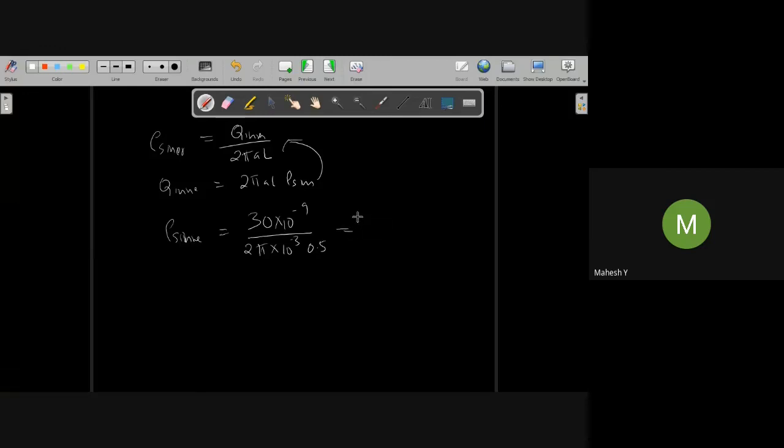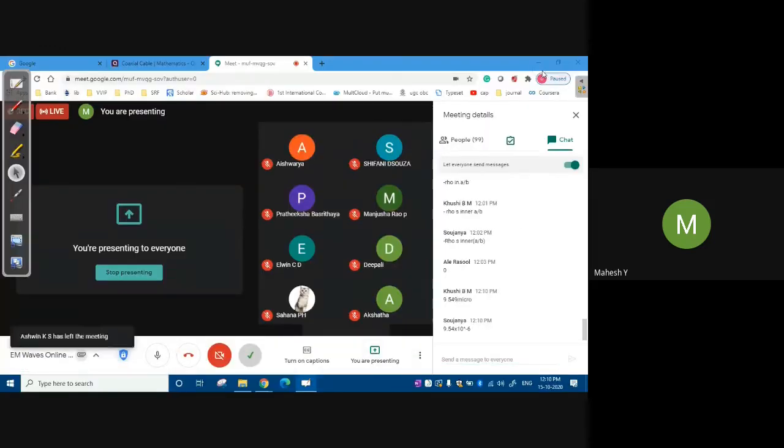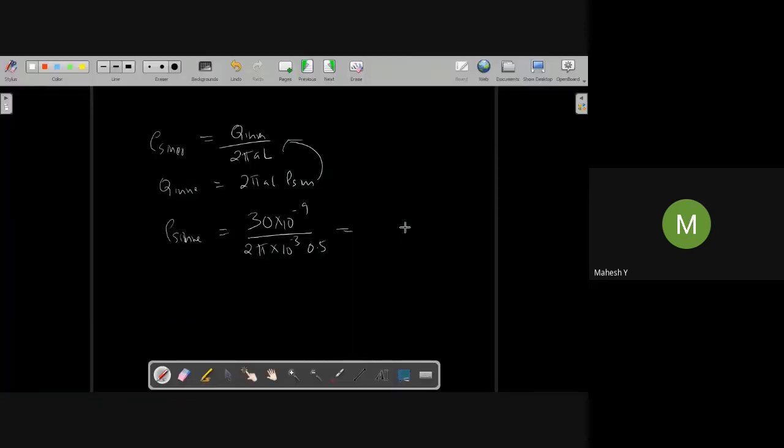Calculate this value, how much you got. 9.55 into 10 raised to minus, yeah, very good, correct answer. So that will be 9.55 into 10 raised to minus 6 or 9.55 micro. What is the unit? This is surface charge density, so coulomb per meter square.